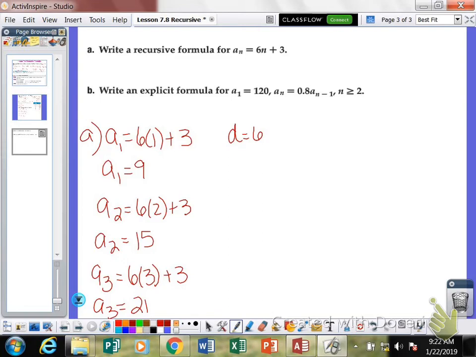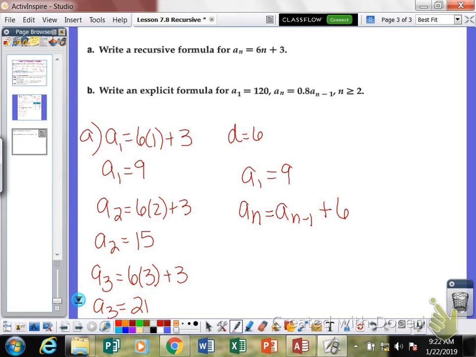Okay, recursive formula. 3 things I need. I need a sub 1. I need my first term. My first term is 9. Got it. Then I need the formula for recursive. It's arithmetic, so go back to my notes. Arithmetic sequences use this formula: a sub n equals a sub n minus 1 plus the common difference, and my common difference is 6.